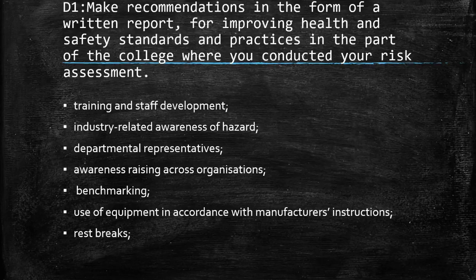For D1, you need to make recommendations. You need to form a report for improving the health and safety standards and practices in the part of the college where you've conducted your risk assessment. You could look at something like training or staff development, but that could also be the training of students. Are people aware of the hazard? Could you make people aware of it? For example, could you do a poster or a sign? Could you make a learner representative of it or something like that? Could you raise awareness of it?